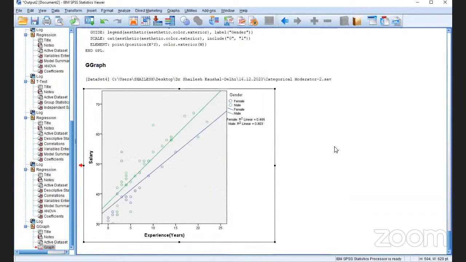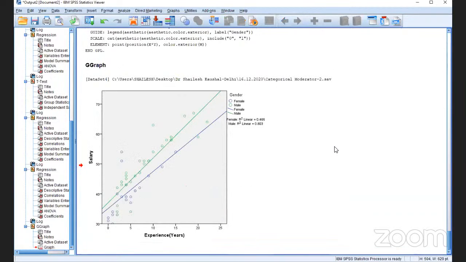So here there is no interaction term. Because the lines are not exactly parallel, but the lines are not cutting or intersecting each other. So here we can see there is no interaction term.